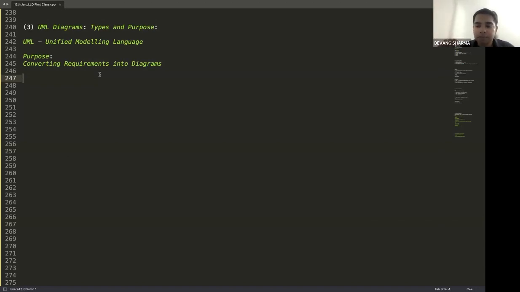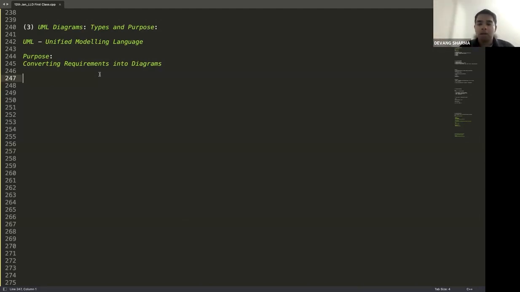This part clear to all? Unified Modeling Language means these are the diagrams converted from the requirement. So you have a requirement. How do you convert those requirements into diagrams? That is what you call UML. This part clear to all?